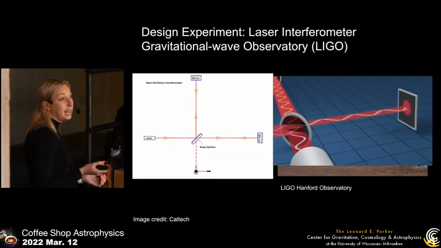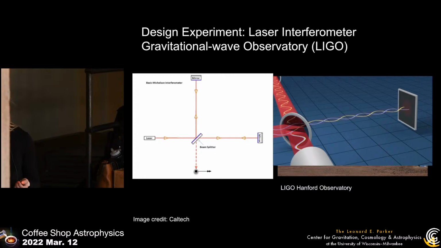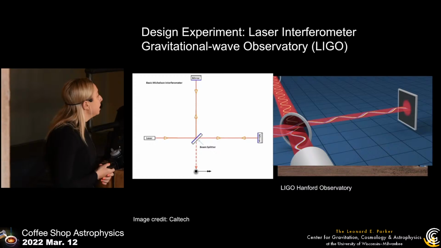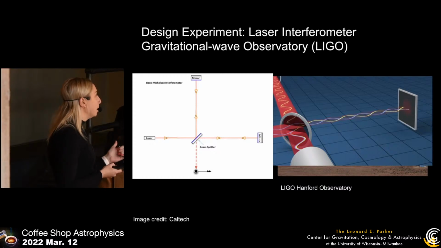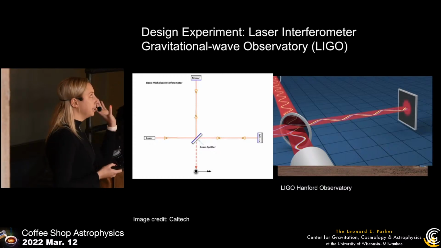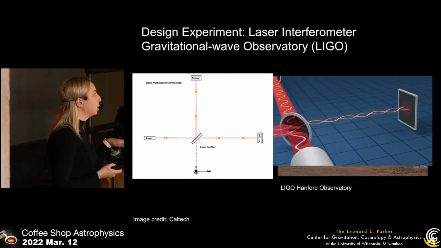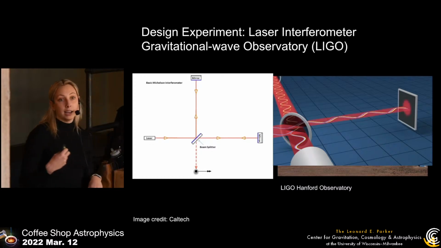And then in the 1980s, scientists at Caltech decided to design an experiment to observationally test for these gravitational waves and see if we could detect them on Earth. Okay, so to do this, they used what's called an interferometer. The long name is Laser Interferometer Gravitational Wave Observatory, or LIGO.